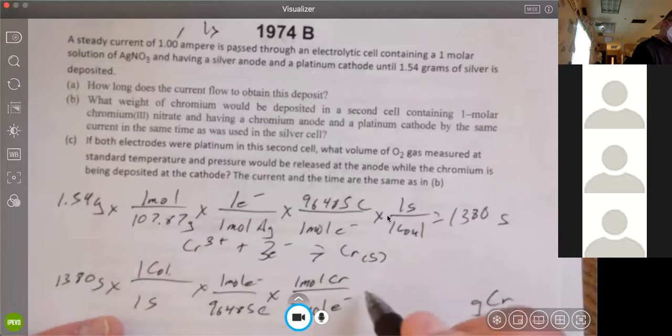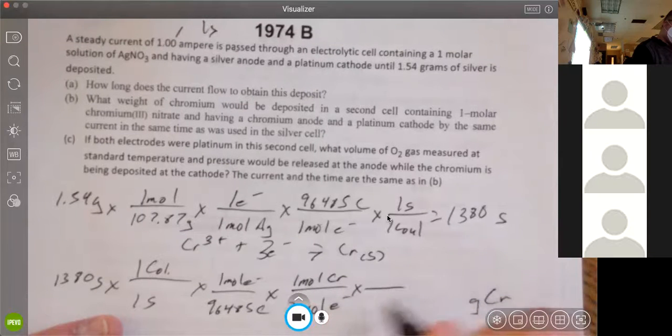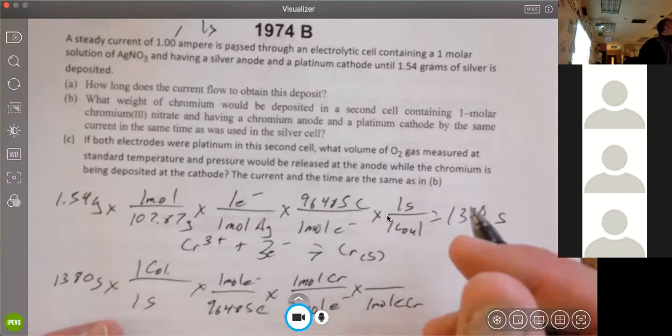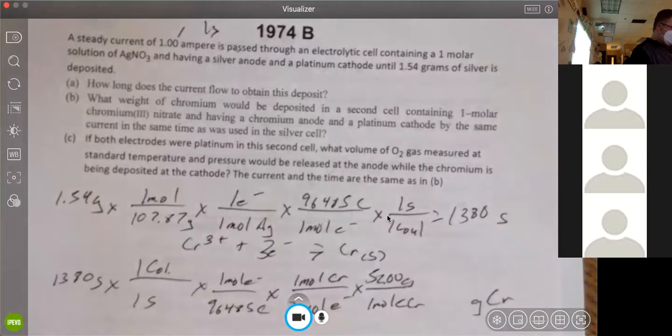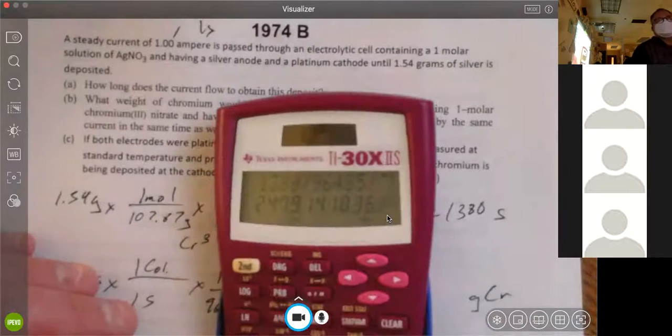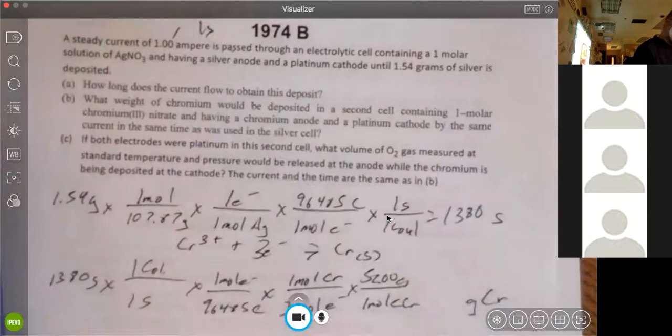And then every 1 mole of chromium is 52. So 1380 times 1 divided by 1, divided by 96485 divided by 3, times 52. We get 2.48, or I'm sorry, 0.248. This times 10 to the negative first.